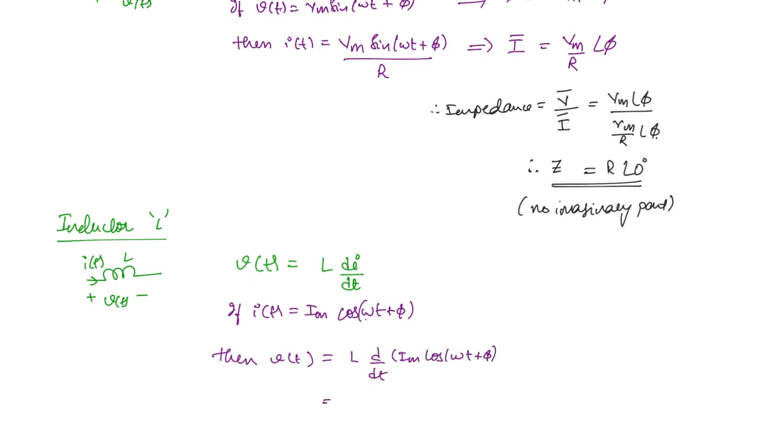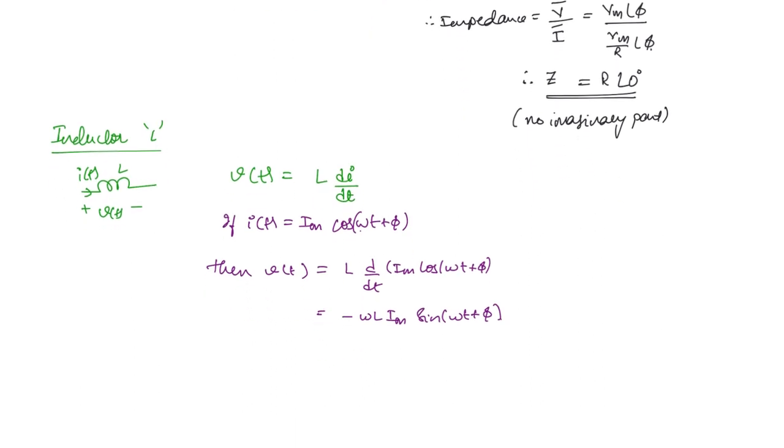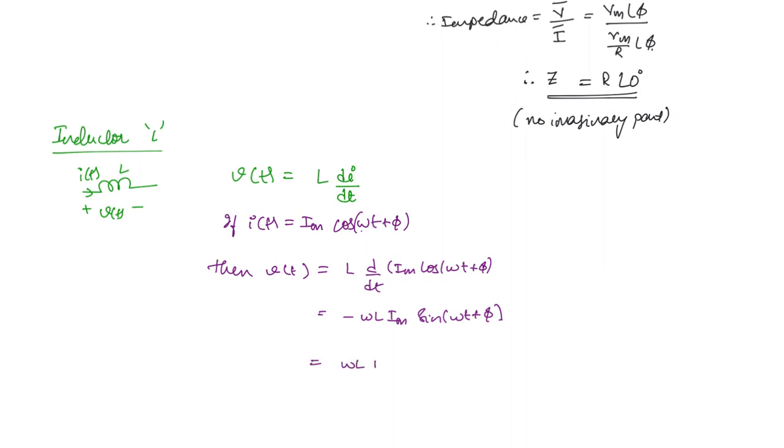So what you're going to get here? Minus omega L times Im sine omega t plus phi. Okay. So here we have minus sine theta. So that means we can represent it as omega L times Im cos of omega t plus phi plus 90 degrees, because cos of 90 plus theta is equal to minus sine theta. So why did we do this? Because in order to represent in the phasor form, we don't want a negative maximum amplitude. We want to represent in positive form, and we have to do the required changes in the phase.